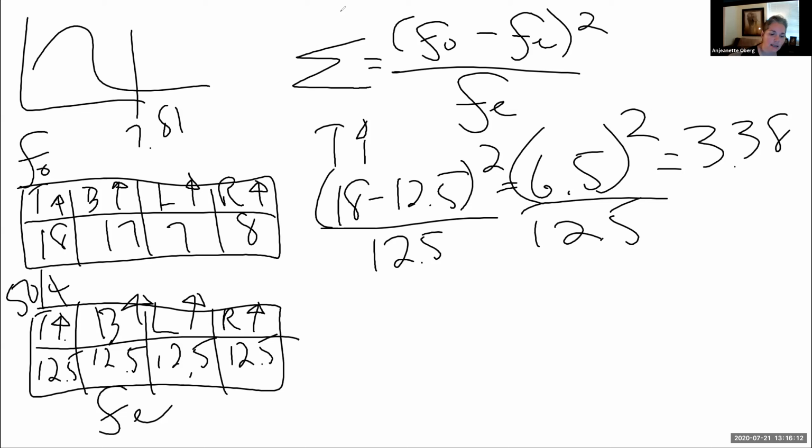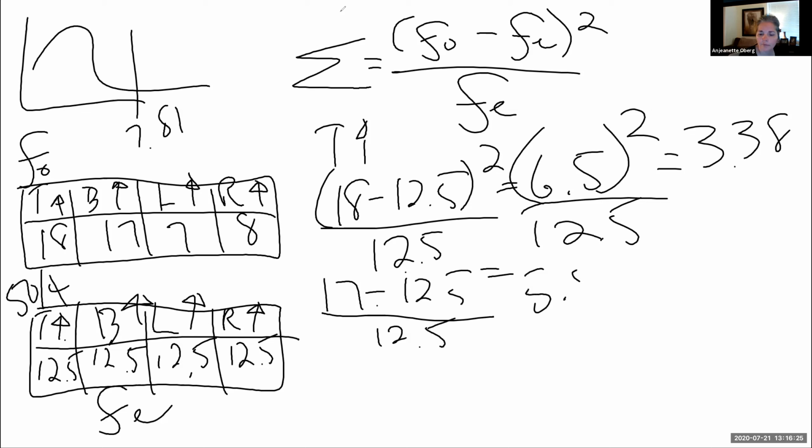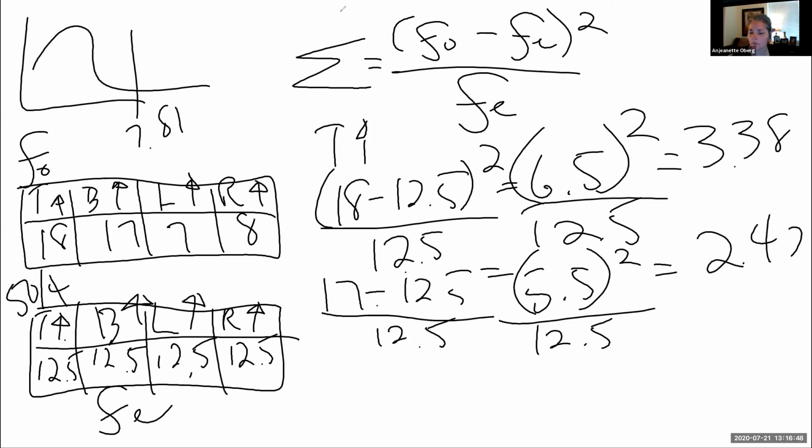Now I'm going to do the same thing for 17 minus 12.5, so now I'm doing it for the next category, divided by 12.5. That's going to be 5.5 squared over 12.5. And on my calculator, 5.5 squared equals 30.25 divided by 12.5 equals 2.42.